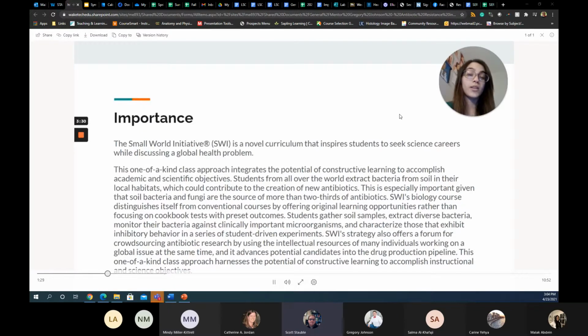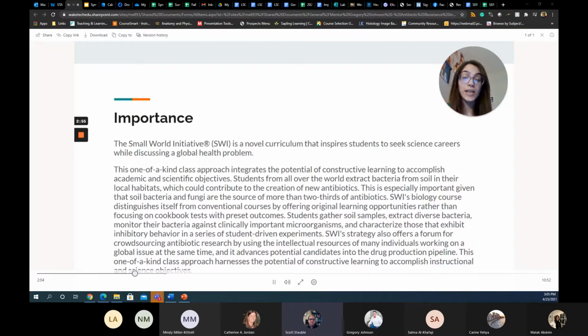This one-of-a-kind class approach integrates the potential of constructive learning to accomplish academic and scientific objectives. Students from all over the world extract the bacteria from soil in their local habitats, which could contribute to the creation of new antibiotics. This is especially important given that soil bacteria and fungi are the source of more than 2/3 of antibiotics.